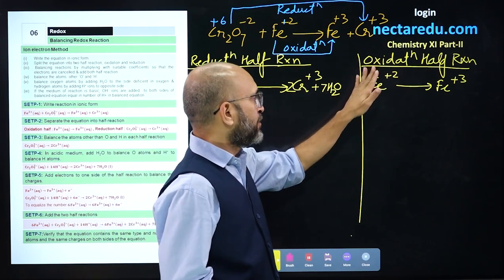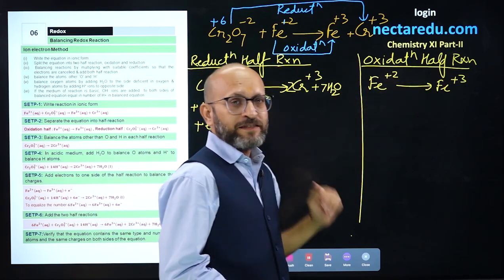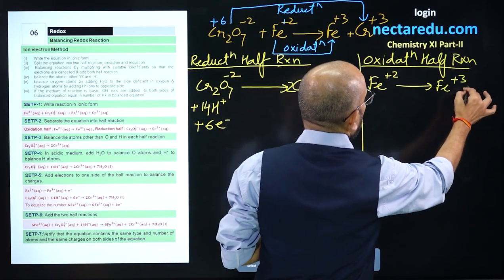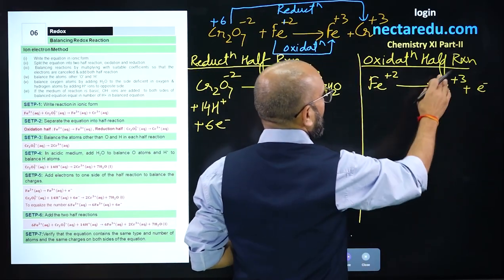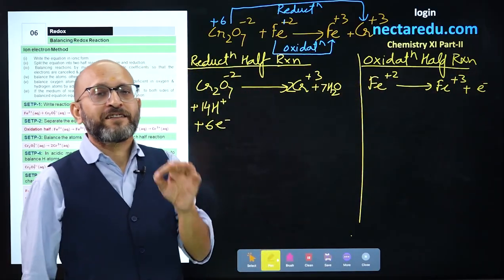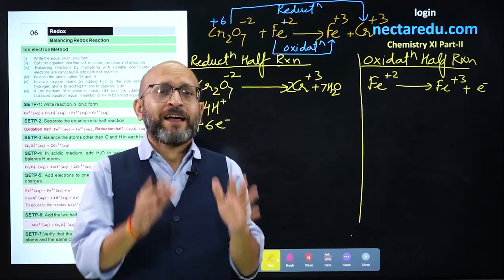Come to this side. 2 plus and 3 plus. I think you will agree that we should add 1 electron this side. So net charge +3 -1 will be +2 this side and +2 this side. So charges are balanced in both the reactions.